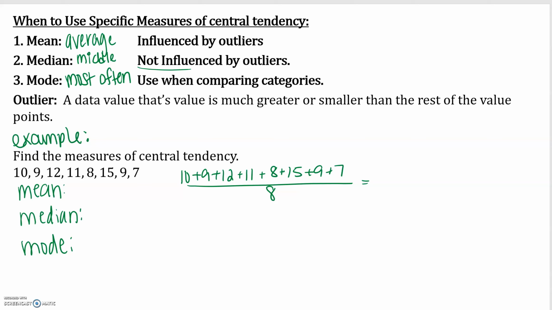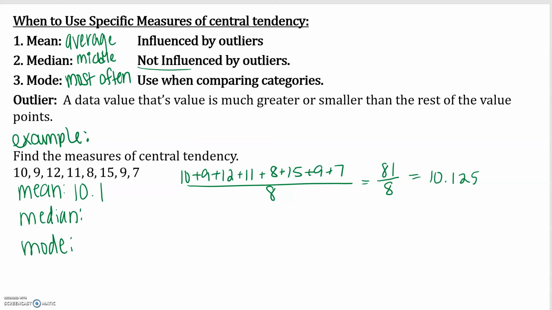So when I add them together, I get 81. 81 divided by 8 is going to give me my mean. That's about 10.125. Okay, we are going to see that in our assignment, it's going to tell us what to round to, so just make sure you're paying attention to that. Most of the time it will say round to the nearest tenth, so that would be 10.1.